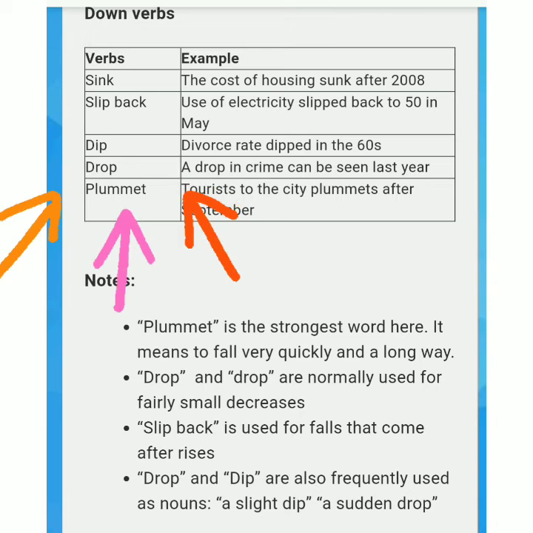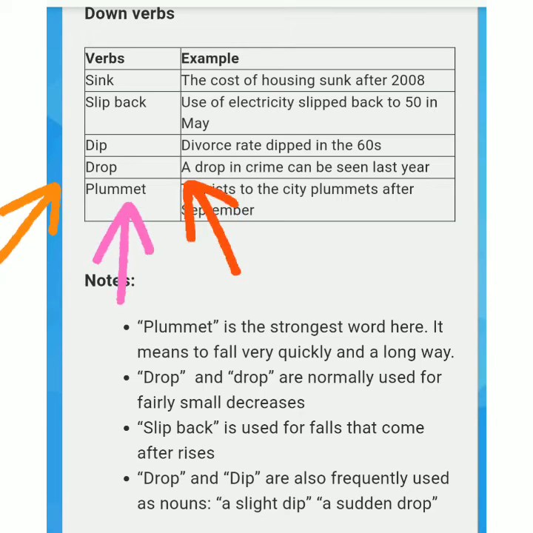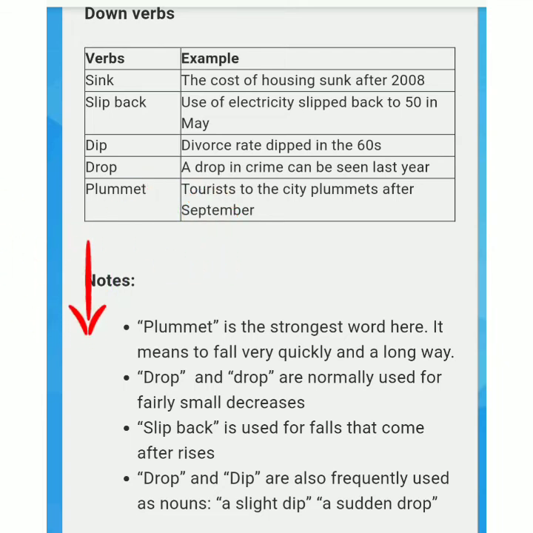Now, let's see some down verbs. Sink, slip back, dip, drop, plummet. Plummet is the strongest word here. It means to fall very quickly and a long way. Dip and drop are normally used for fairly small decreases. Slip back is used for falls that come after rises. Drop and dip are also frequently used as nouns. A slight dip, a sudden drop. You can see very clearly the examples also given here.